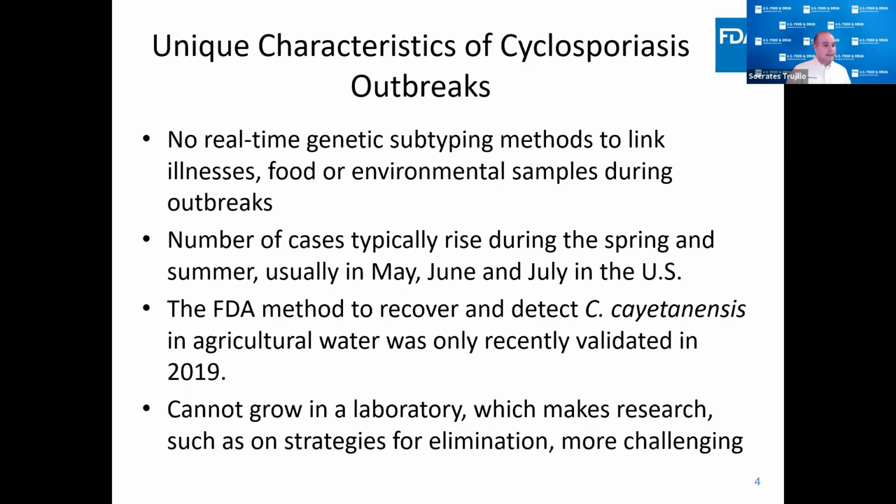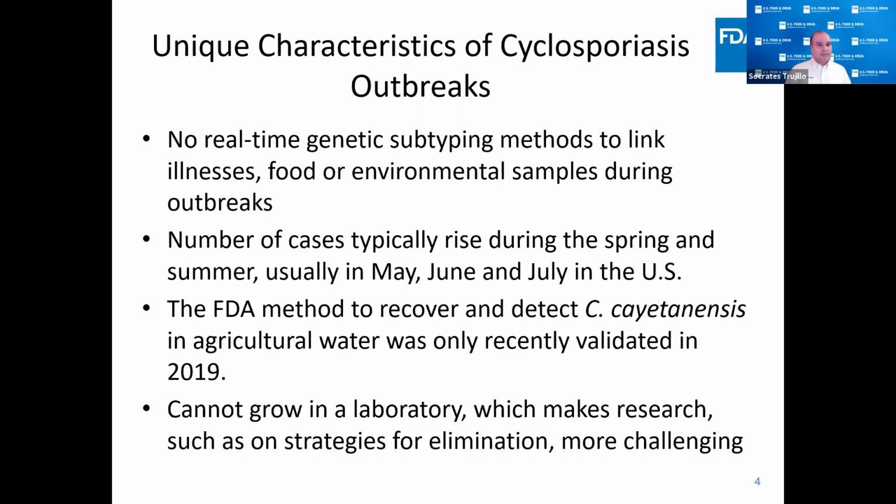So another of the things is that we've been talking about seasonality since we started seeing this parasite in our fruits and vegetables. Here in the United States, the number of cases typically rises from the spring to the summer. So we start seeing cases from around May, June, and July in the United States.